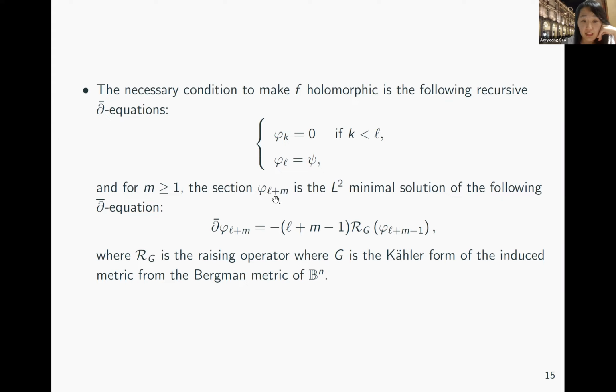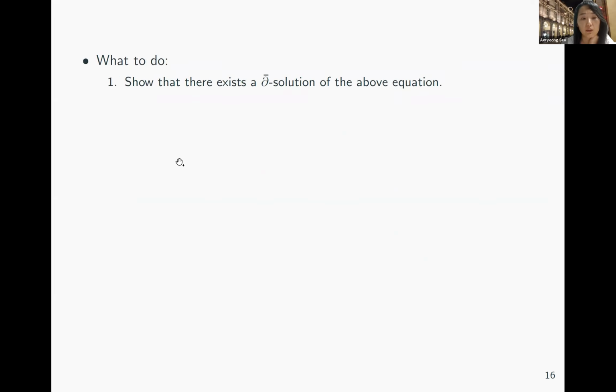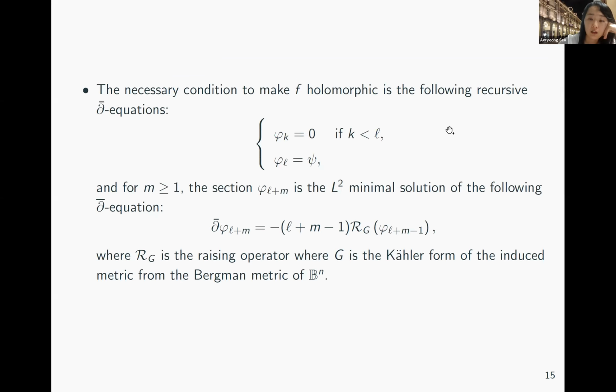So the section phi L plus m should be the solution of the following D-bar equation, where this RG is the raising operator, where G is the scalar form of the induced metric from the Bergman metric. Actually, we can show that this is a sufficient condition. So now what we should do is the following three things. The first one is we should show that there exists the D-bar solution of the above equation here.